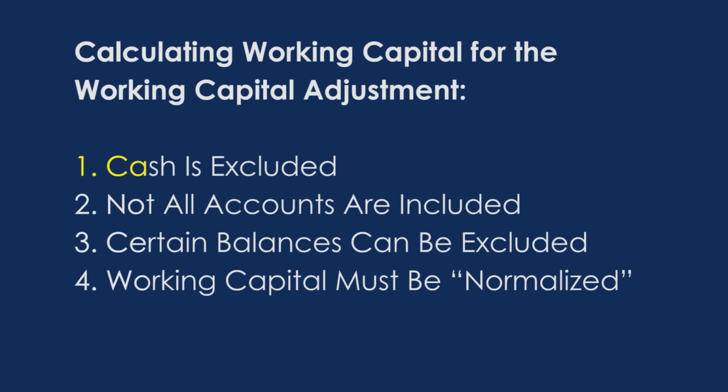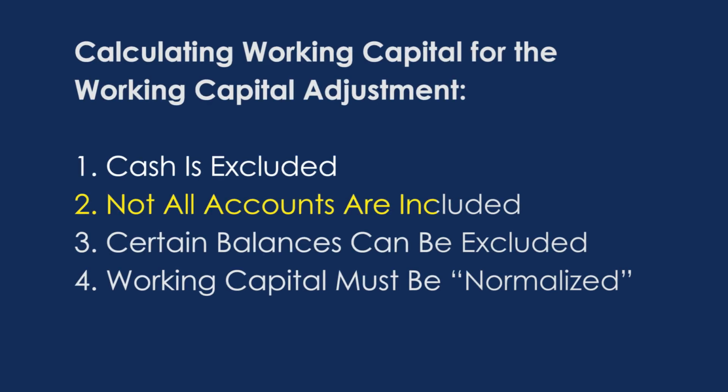First, cash is excluded, whereas the accounting definition includes all working capital accounts. Here, cash accounts are excluded from the working capital calculation. And that's because most control equity transactions are structured on a cash-free, debt-free basis. This means that the seller is entitled to cash on the balance sheet and that the seller is responsible for debts owed by the company. So cash is out.